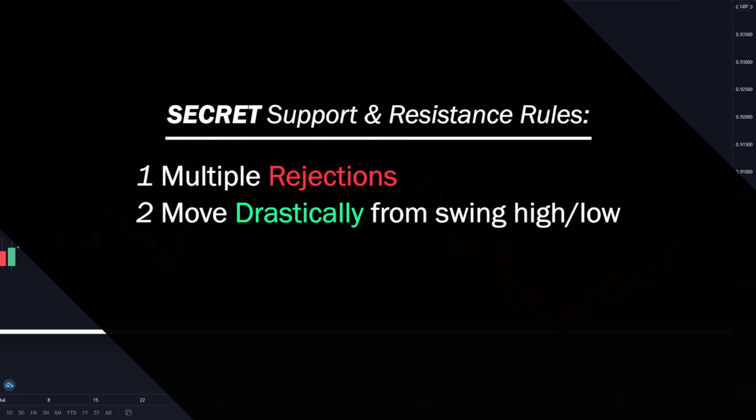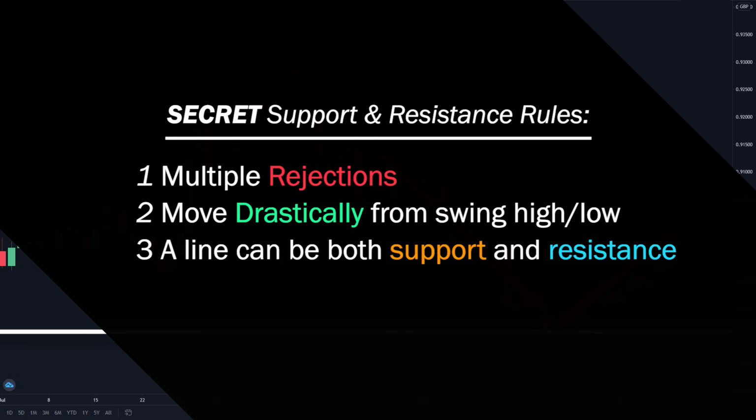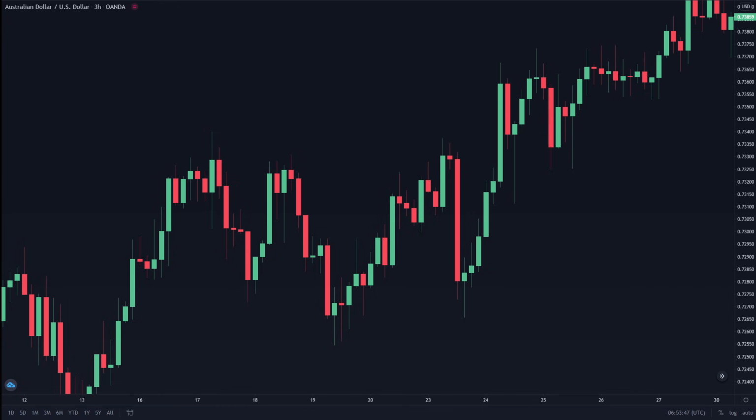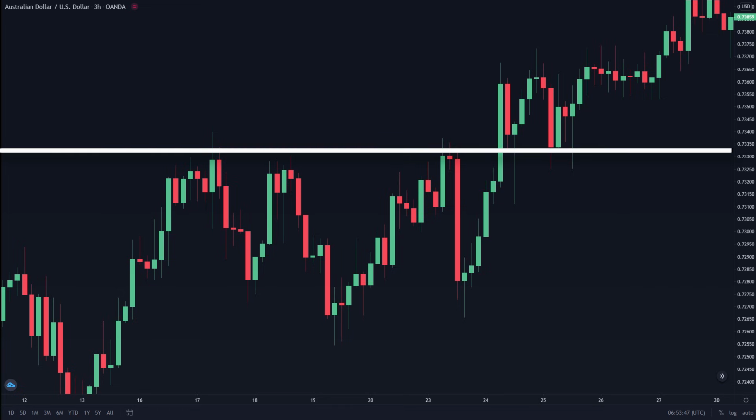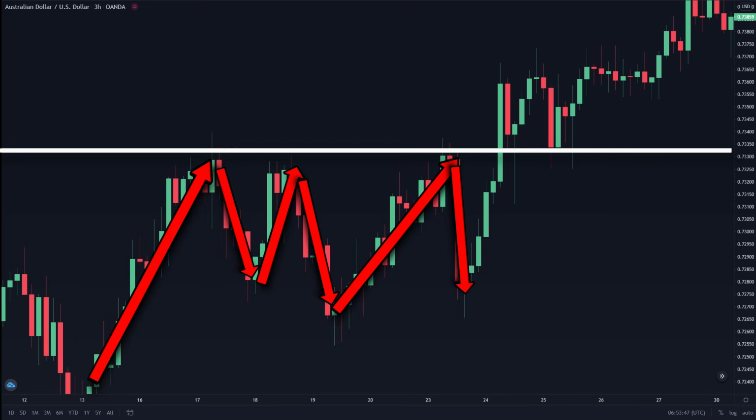So the next criteria is that one line can be both a support and resistance at the same time. Let me show you what I meant. So in this chart, we can see that the price formed a level of resistance here as prices went up, hit and reversed downwards multiple times, indicating a rejection in the upper part.